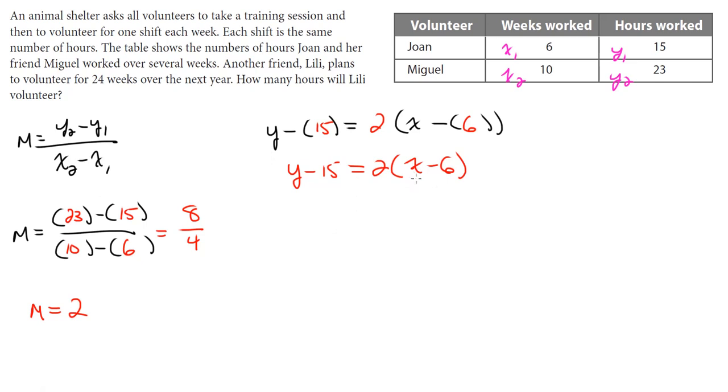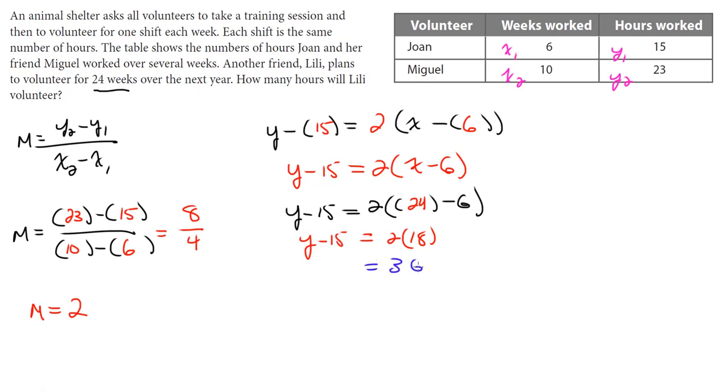Now we need this x value, which is right here, because we want to find out how much Lily's going to work if she volunteers for 24 weeks. So we have here y minus 15 equals 2 times, now a parentheses for this x, minus 6. And so we plug in 24. Well, 24 minus 6 is 18. So now y minus 15 equals 2 times 18. 2 times 18 is 36.